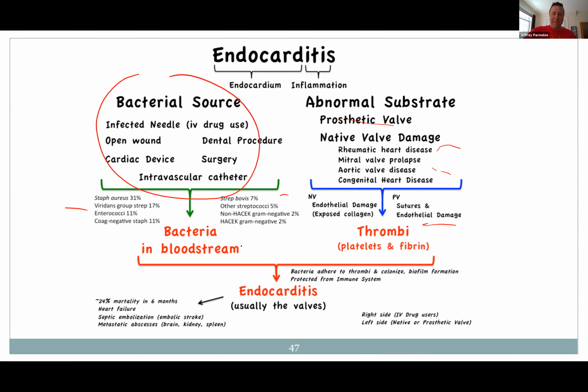And then I can see the bacteria directly, or that bacteria can adhere to clots, which is a problem. It says 24% mortality in 6 months. So endocarditis is something to worry about. And it's usually a right-side problem in IV drug users, because it's going into the veins and the blood returns to the right side, right? Yeah.